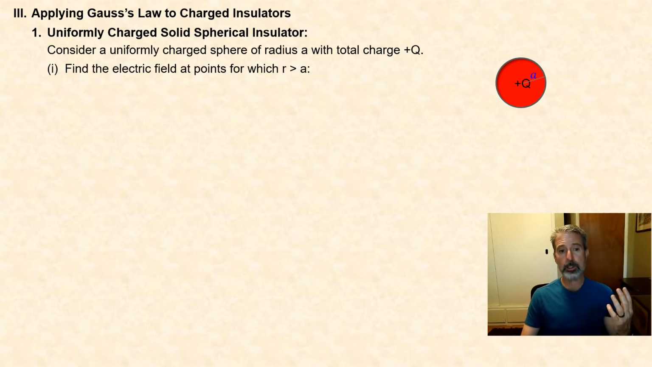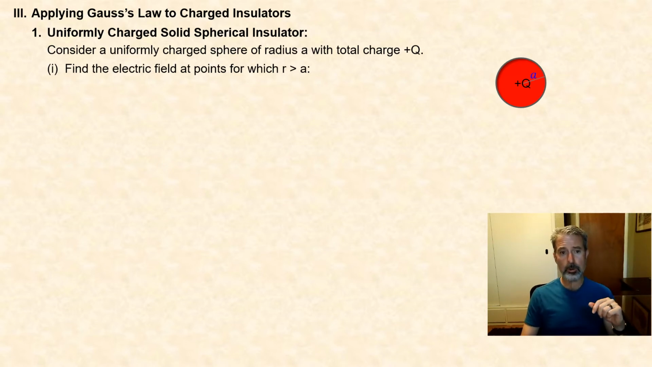The first example we'll look at is the case of the uniformly charged solid spherical insulator. I say insulator because remember that for an insulator, charges do not move easily. So if there are charges that exist at a certain point in that insulator, those charges will stay there. They won't move. In the case of conductors, remember the charges can move easily, and we will talk about the case of conductors next time.